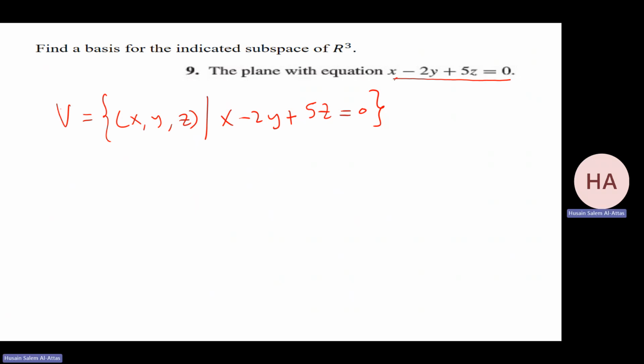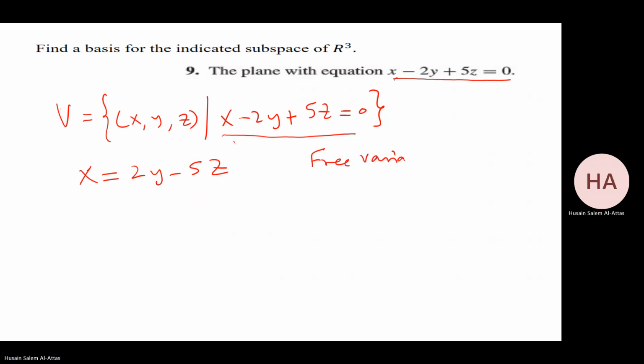Now I want to rewrite it in an easy way where I can have a basis, or write it as a linear combination of some vectors. So what is the idea? I will write this in terms of free variables and leading variables. If you rewrite this, x equals 2y minus 5z. So what are the free variables? They are y and z.